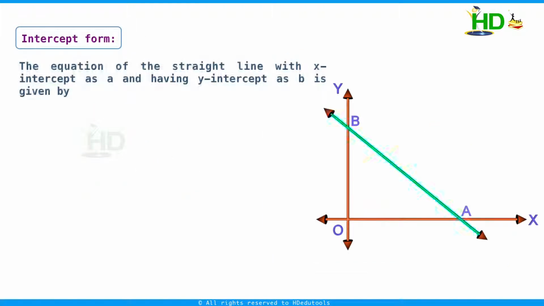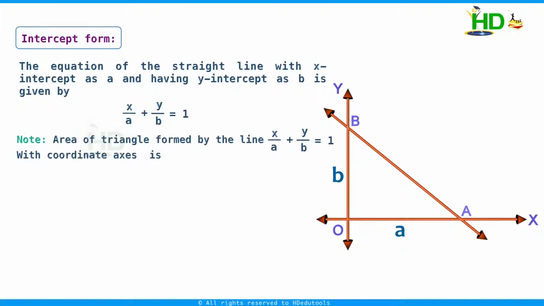And the equation of a straight line with x-intercept a and y-intercept b is given by x/a + y/b = 1. The area of the triangle formed by the line x/a + y/b = 1 with the coordinate axes is 1/2 ab square units. Why? Because this is the triangle with height b and base a, and half into base into height is the area of the triangle.